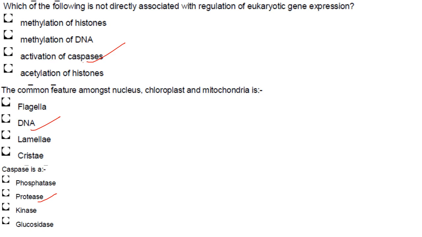Then the common feature amongst nucleus, chloroplast and mitochondria is all three are having DNA. So answer is option C. Caspase is a type of protease and it is involved in programmed cell death or apoptosis. So answer is option 2, protease.